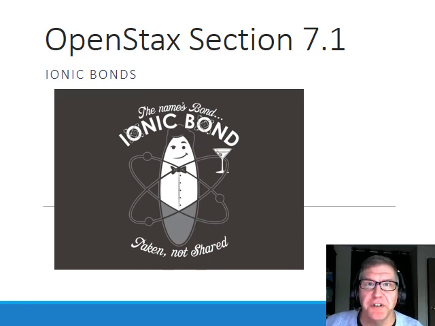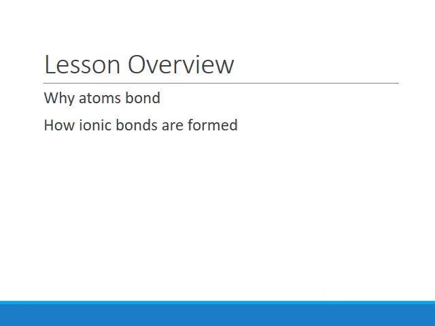In this lesson, we're going to talk about ionic bonds from OpenStax section 7.1. We'll talk about why atoms bond and the formation of ionic bonds.